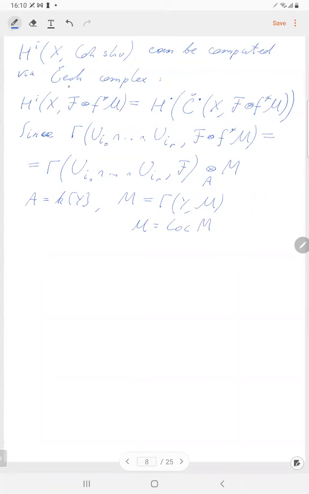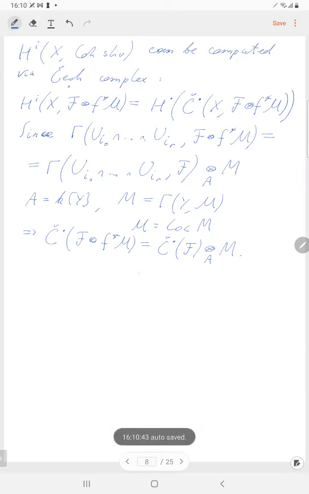Since we have this evident equality, it means that the Čech complex of F tensor pullback of M equals the Čech complex of F tensor over A, just this M. Okay, so at this optimistic note, we have to stop today, but the next time it will just take us 10 minutes to prove Grothendieck's theorem.